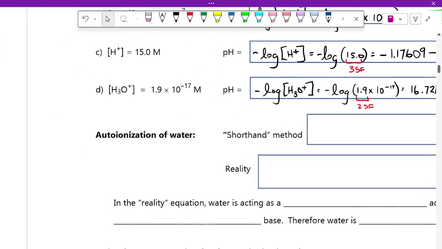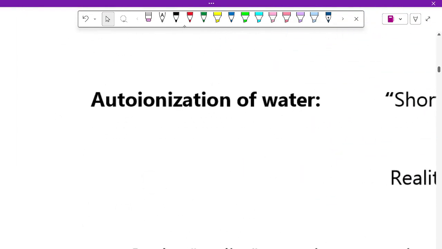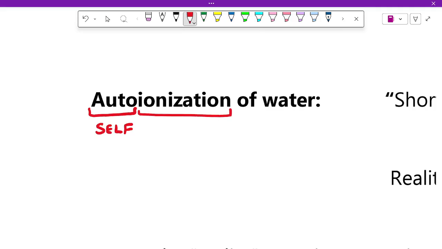Okay, auto. The prefix auto means self. So if you have an automatic car, it drives itself. Okay? Ionization means turning into ions. So water actually does, on its own, turn into ions. It doesn't do it very much, only a very, very small percentage does.